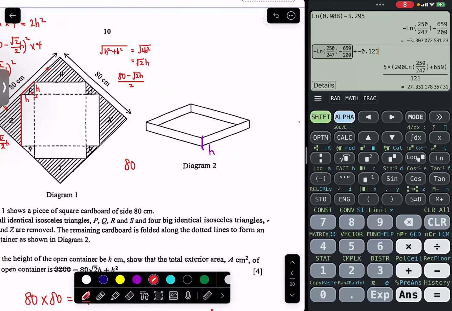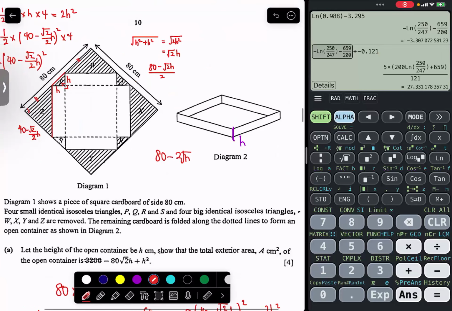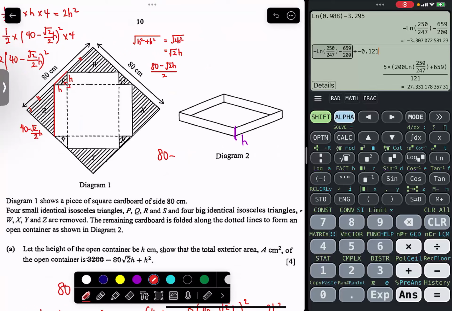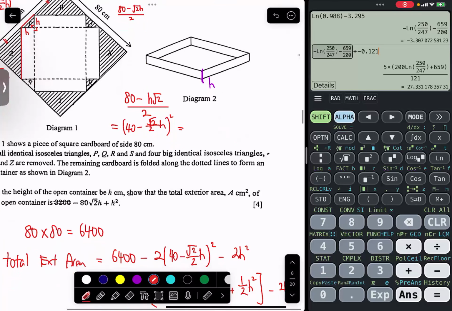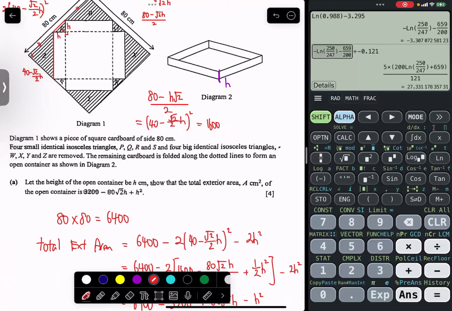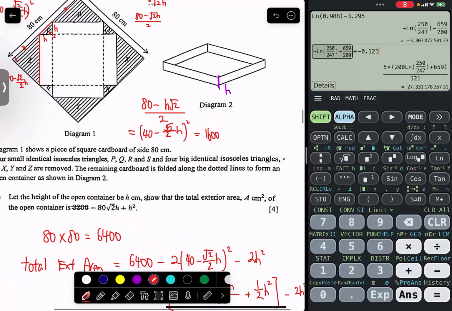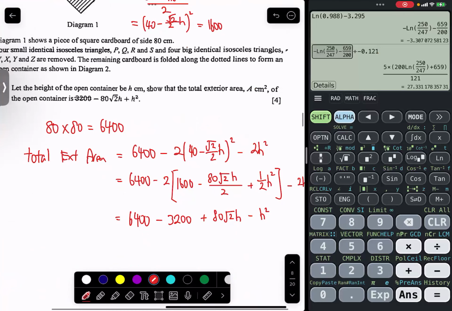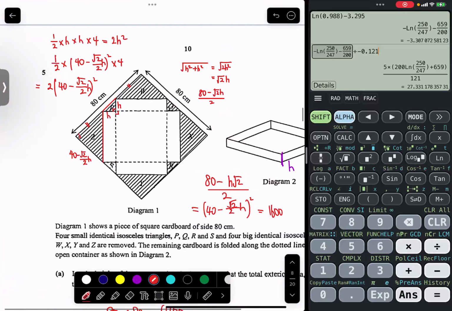AP minus 2 square root h. Oh, sorry, h square root 2 divided by 2. So it goes to 40 minus half square root 2 over 2 h. When I expand this, it goes to 1006. Wait, why am I go? Half times base times height times 4. So that's 2. Okay.